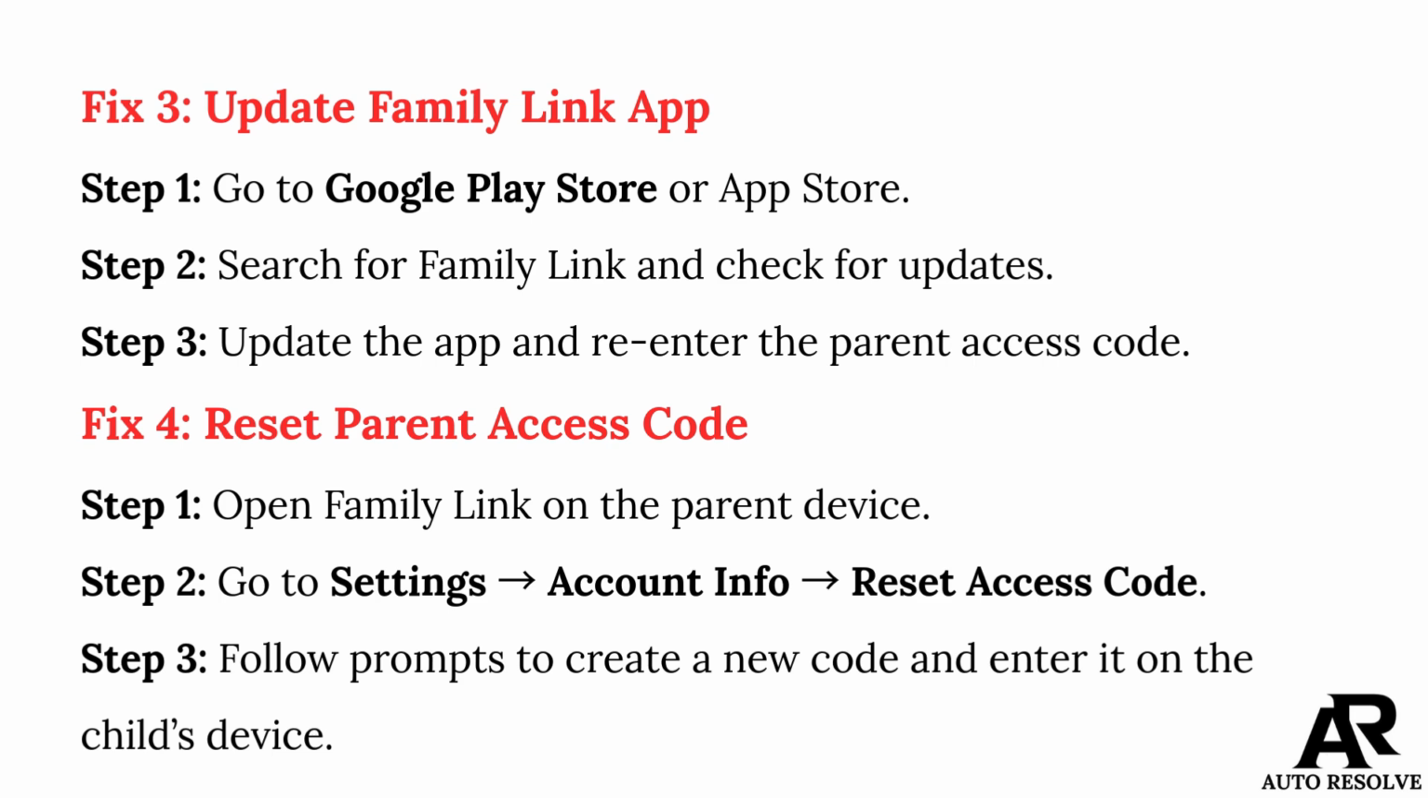Fix 4. Reset parent access code. Step 1. Open Family Link on the parent device. Step 2. Go to Settings, Account Info, Reset Access Code. Step 3. Follow prompts to create a new code and enter it on the child's device.